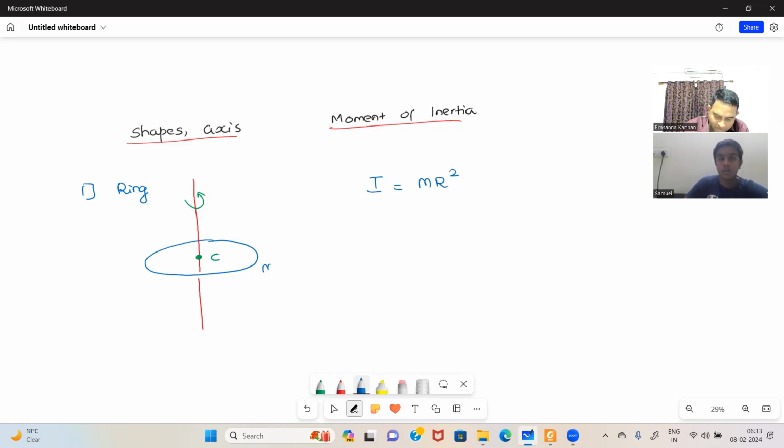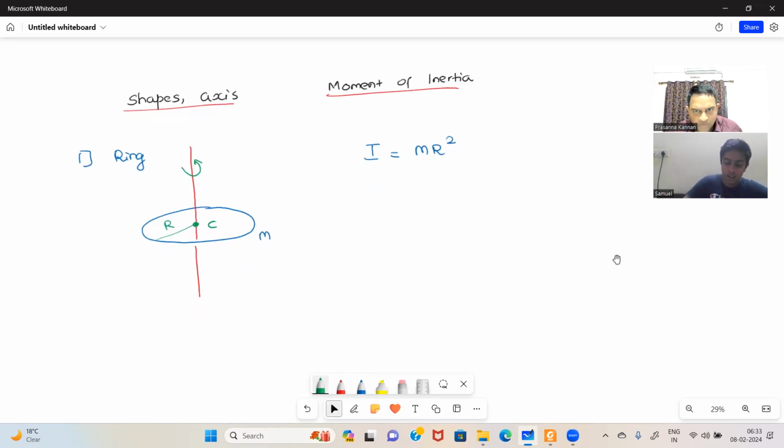Where M is the mass of the ring, and R is the distance between the mass and the axis of rotation. Correct. In this case, it becomes the radius of the ring. Next.